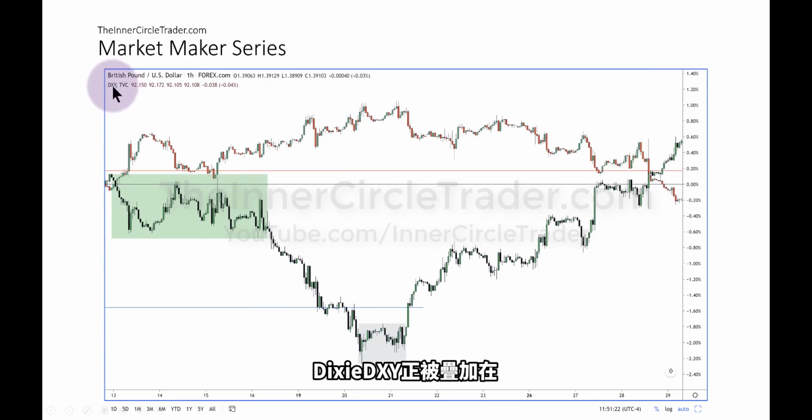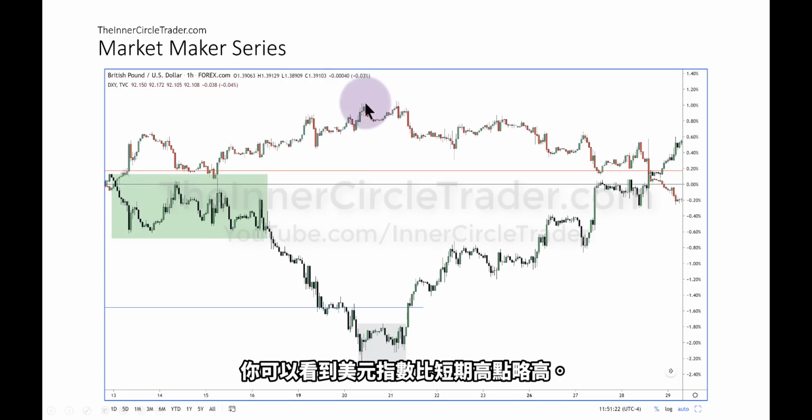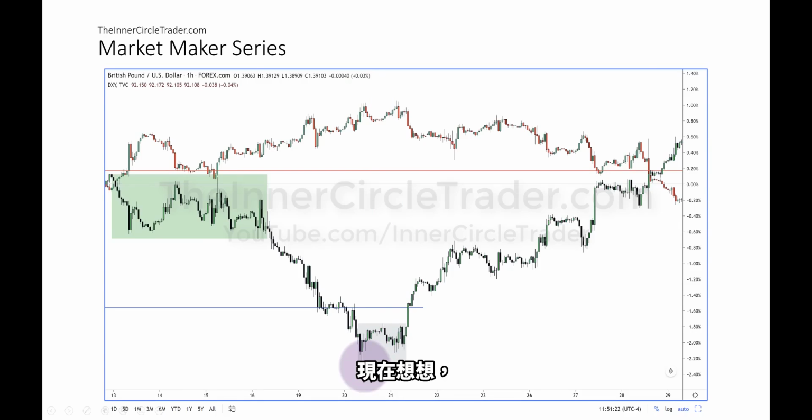The Dixie, DXY, is being overlaid on the pound dollar chart. And on TradingView, you can see that the dollar index went a little bit higher than this short-term high there. At the same time, pound dollar was unable to go lower than its previous low. Now think, if the dollar is going higher, pound should be going lower. But if pound is going higher, dollar should be going lower, vice versa.